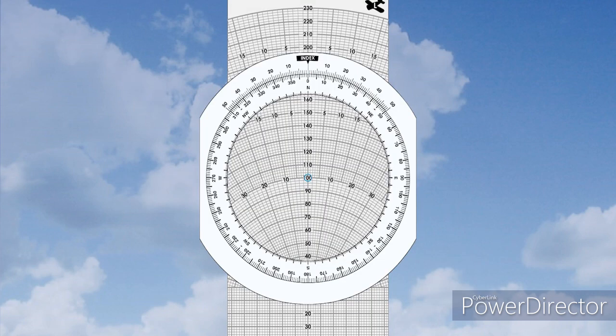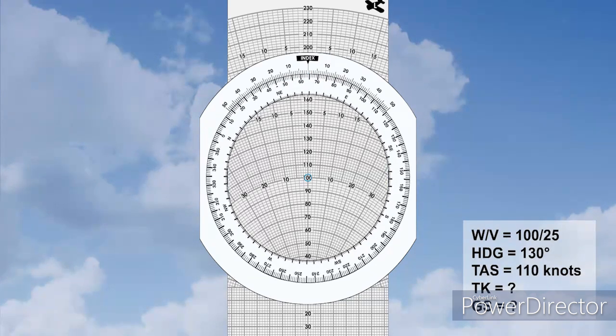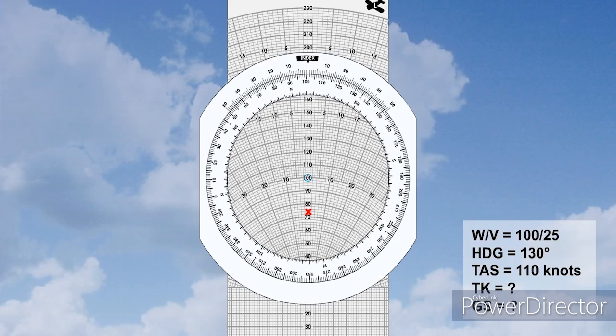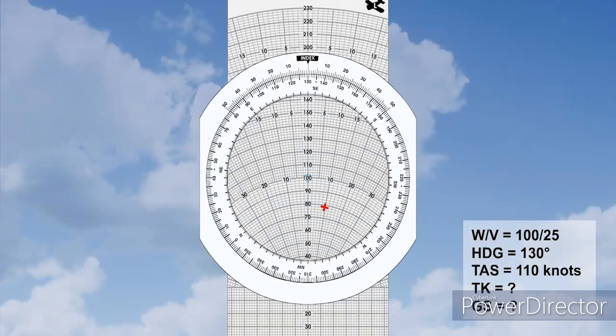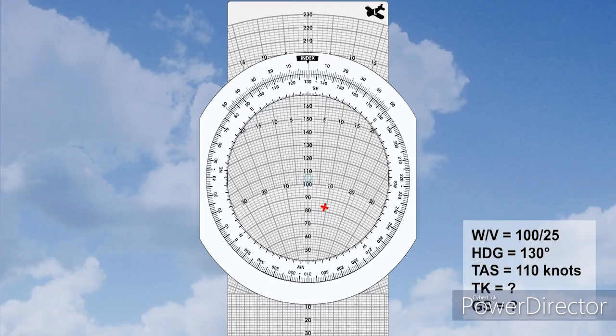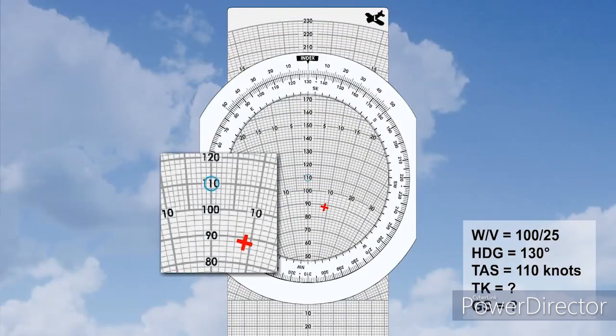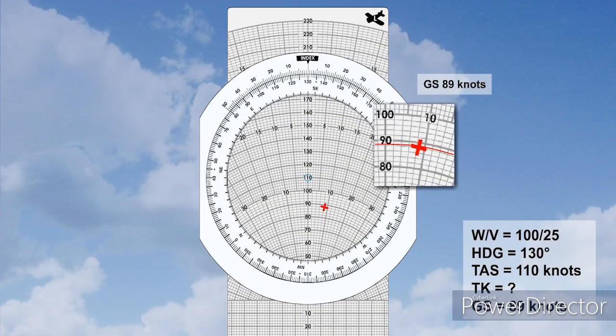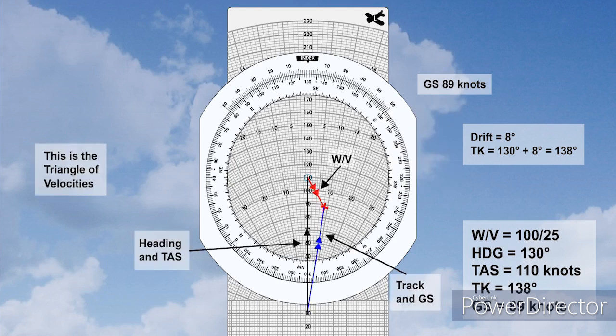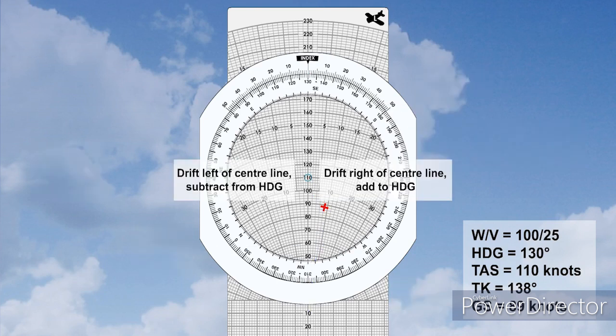The navigation computer can do this calculation for us. Set the wind. Set the heading against the index mark. Set the true airspeed under the centre circle. Read off the ground speed under the wind mark. Read off the drift to give the resulting track. If the drift is to the right of the centre line, add it to the heading. If the drift is to the left of the centre line, subtract it from the heading.